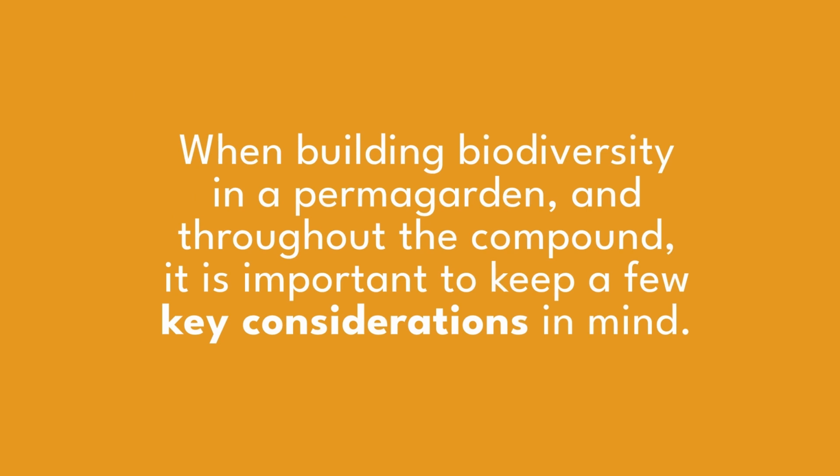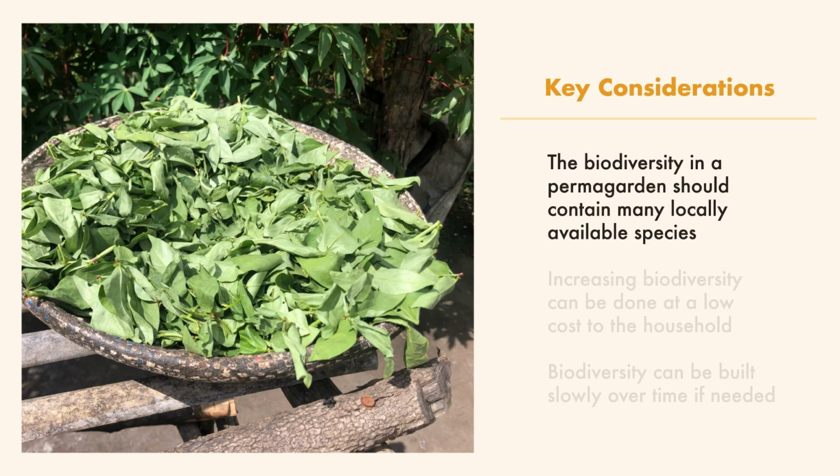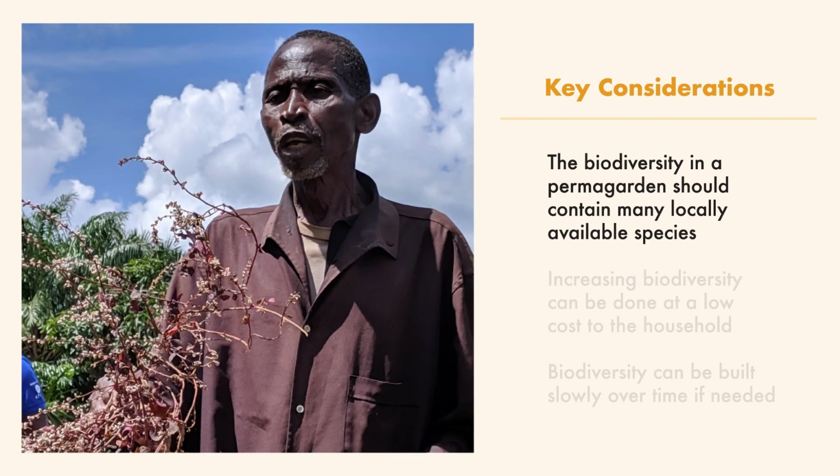When building biodiversity in a permagarden and throughout the compound, it is important to keep a few key considerations in mind. First of all, the biodiversity in a permagarden should contain many locally available species. Many households have come to rely on a small number of commonly grown crops, while the consumption of indigenous crops has declined. Incorporating a wider variety of indigenous crops into the compound can improve nutritional diversity, provide an opportunity for household members to cultivate culturally meaningful species that are valued for certain culinary or ceremonial characteristics, and open income opportunities through sales of indigenous foods.